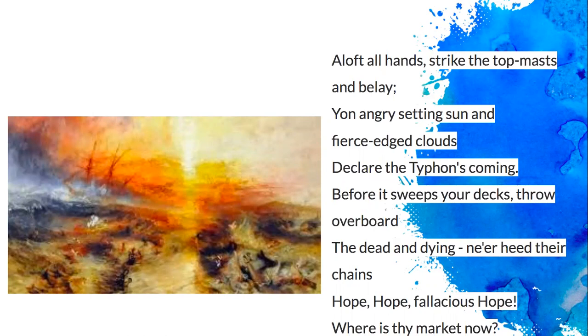The poem that goes along with this painting is, "Aloft all hands, strike the topmast and belay. Yon angry setting sun and fierce-edged clouds declare the typhoon's coming. Before it sweeps your decks, throw overboard the dead and dying. Nearer heed their chains. Hope, hope, fallacious hope. Where is thy market now?"